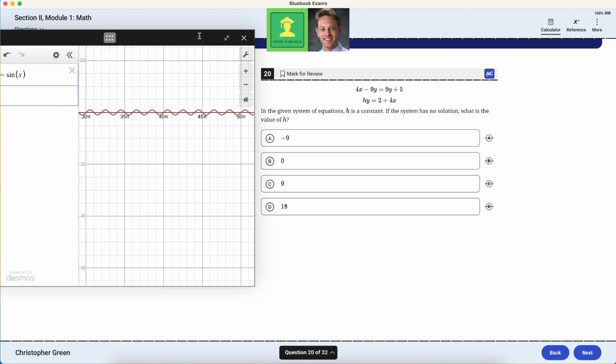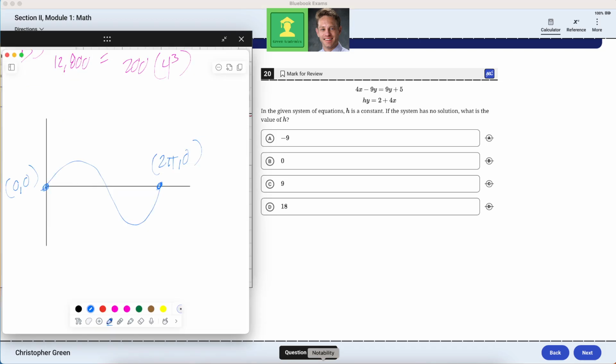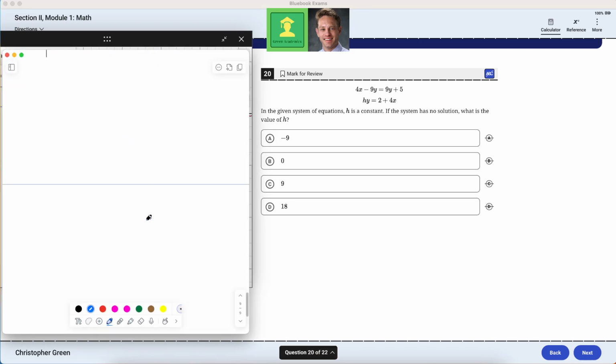Okay, this looks a little bit more complicated. H is a constant. If the system has no solution, what is the value of H? The system has no solution. Well, watch what happens when we solve them both for y. If I take the top one, I'm going to put the 4x minus 5 on one side and get 18y, and then divide everything by 18. So this becomes 2/9 x minus 5/18. I set that aside momentarily.